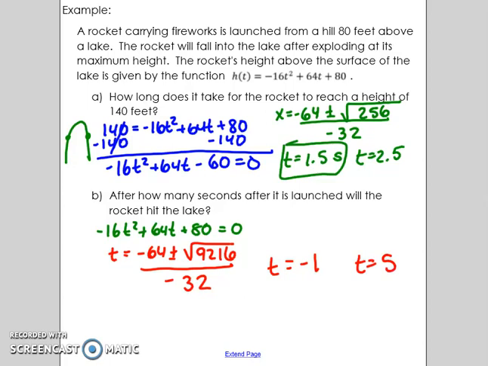So we have two answers. Go back to the question, see what it's asking. After how many seconds after it is launched will a rocket hit the lake? So this is time in seconds. So negative 1 seconds or 5 seconds. So which of these doesn't make sense? Obviously negative 1 doesn't make sense, right? We can't have negative time. So we're going to ignore that answer, and 5 seconds is going to be our answer. So it's going to hit the ground in 5 seconds.